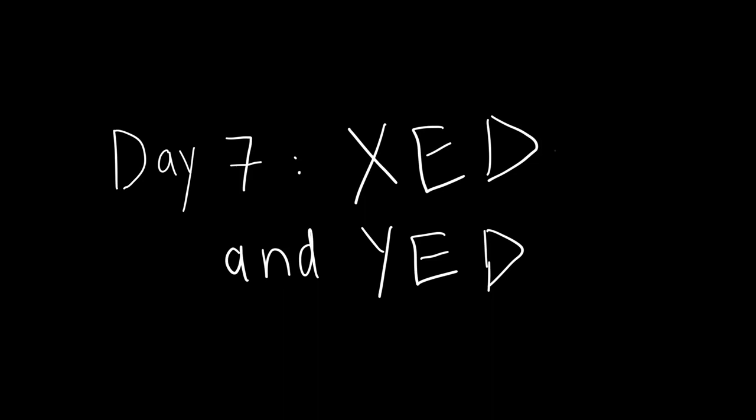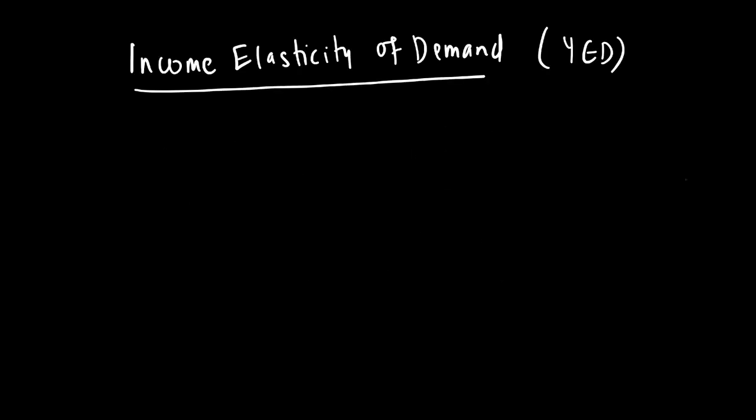Hi guys, this is day 7 of the 42-day revision challenge, and today we are covering XED, which is cross elasticity of demand, and YED, which is income elasticity of demand. Let's start with the income elasticity of demand. Income elasticity of demand is basically the responsiveness of demand to a change in income.